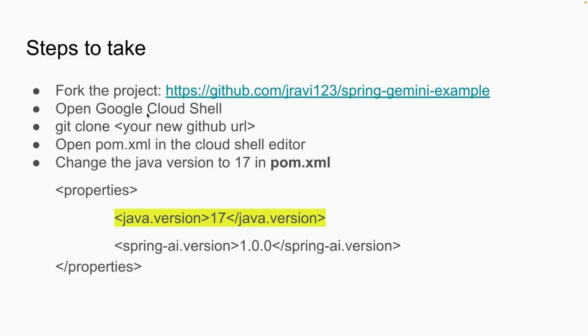And then once you fork it, you have to open the Google Cloud Shell and then clone that project in the Google Cloud Shell. And then you have to open the pom.xml of this project and change the Java version from 21 to 17 and leave the rest of the stuff alone. So now let's go ahead and get this done. So I'm going to open the Google Cloud Shell.